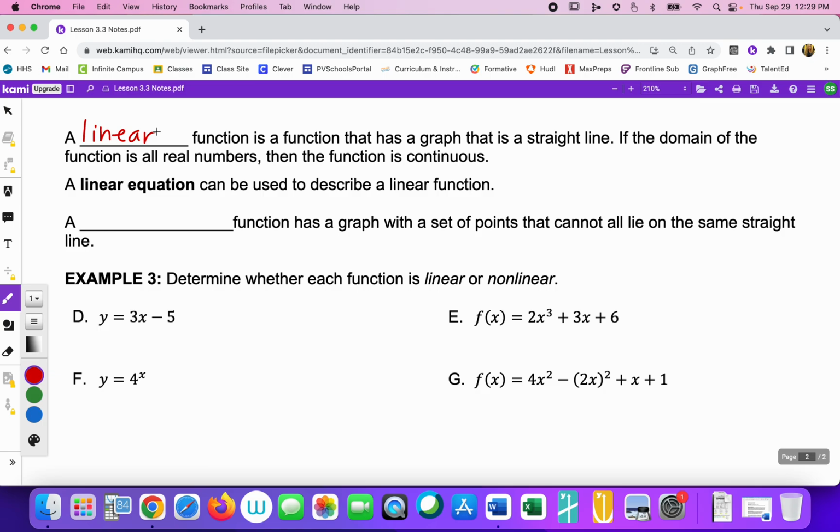So if linear is a straight line, what do you think nonlinear is? Not a straight line. Anything but a straight line. So it would curve, okay? Or if there were specific discrete points, it would not follow a straight line.